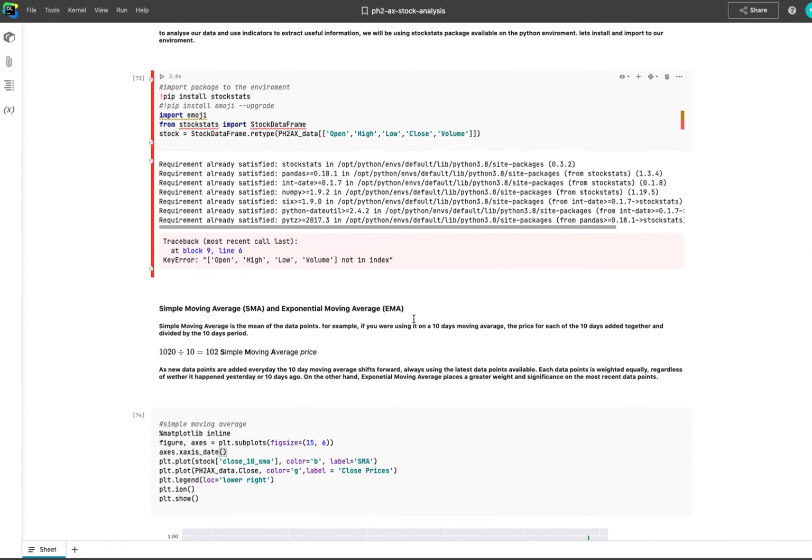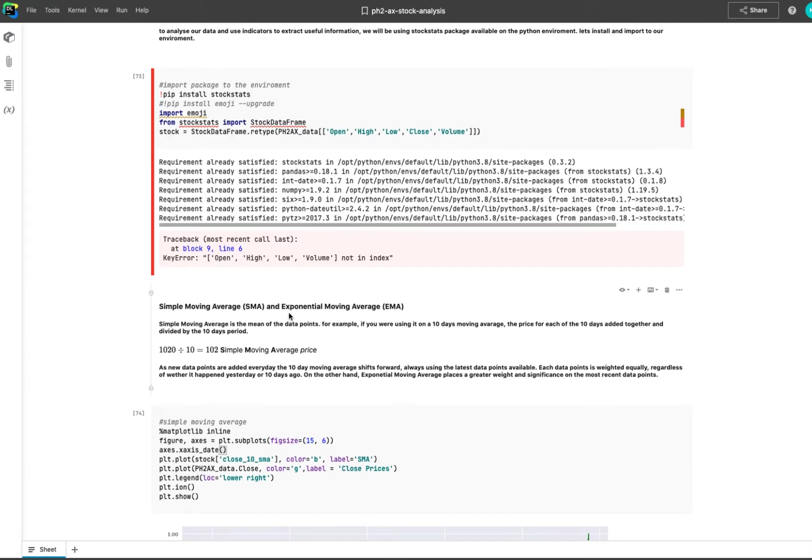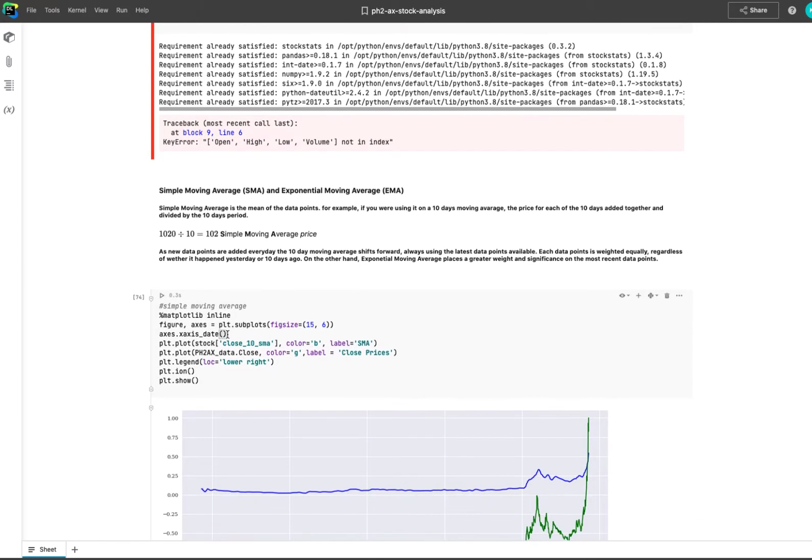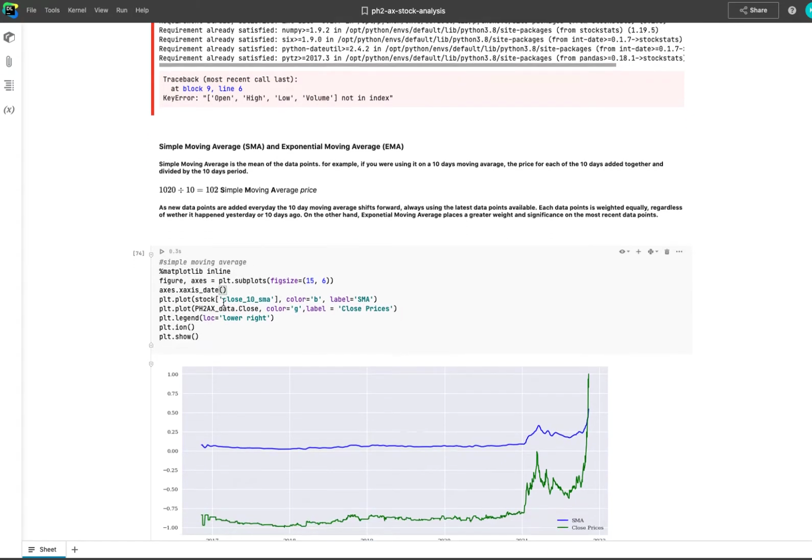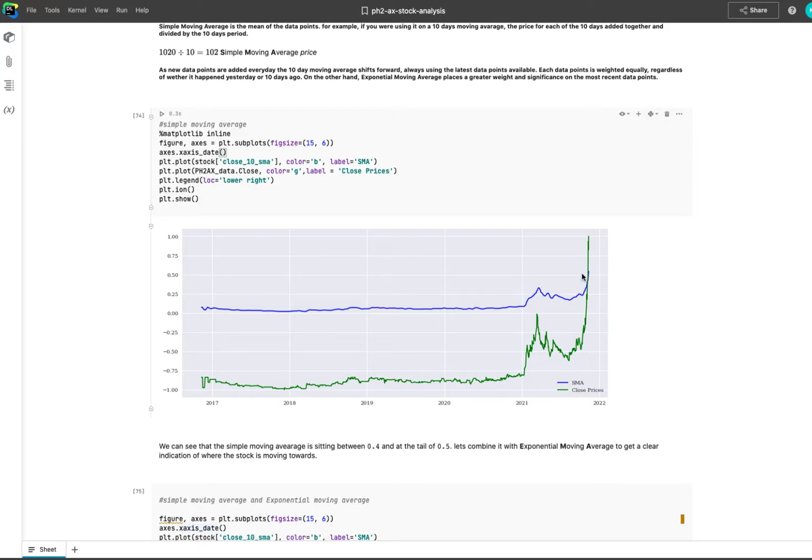Let's explore the data. So we're going to import stock status. First we're going to look at the simple moving average and exponential moving average. Simple moving average pretty much just means the average mean of the data points. So you add up all the days divided by the days, which gives you how much the share cost, the average price for that day. And then we move on to the SMA and close, so we can see it's sitting just around here, moving around this area.